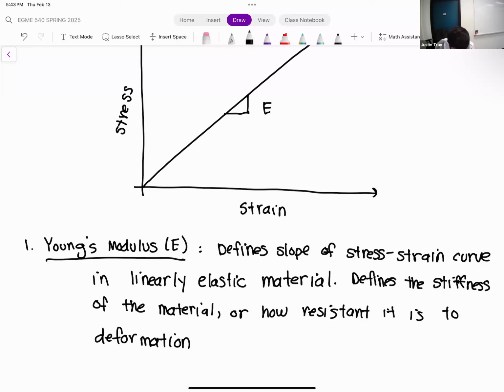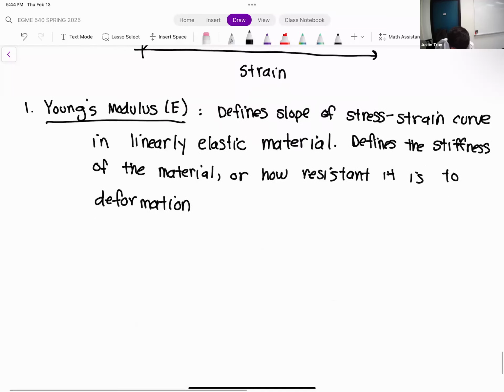All right, so certain materials that we associate to be tough, to be strong, materials like steel, are going to have a higher Young's modulus, whereas softer materials, maybe something like copper, are going to have a lower Young's modulus.